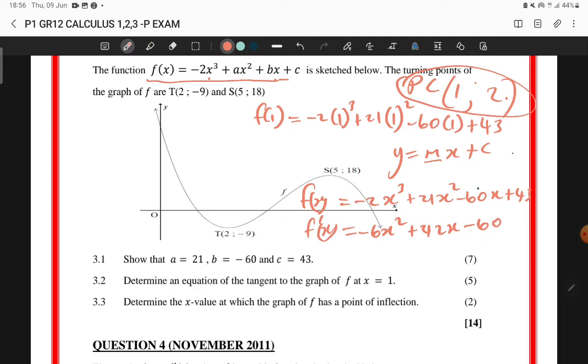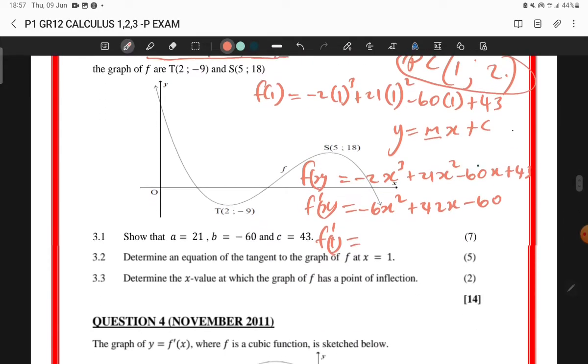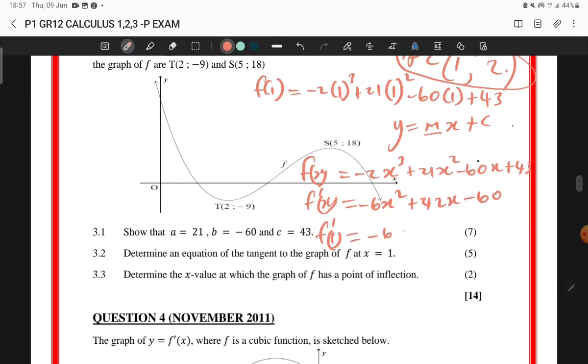So this is what we have. Now the gradient at 1, because now we're looking for it at 1. So now we are going to substitute 1 into the gradient of the function to see the numerical value of its gradient, of its derivative, of course. Now what are we having? We have negative 6 times 1 squared, plus 42 times 1, minus 60.